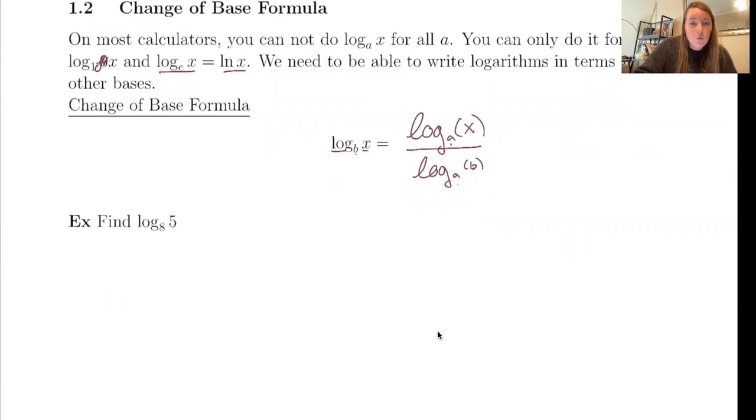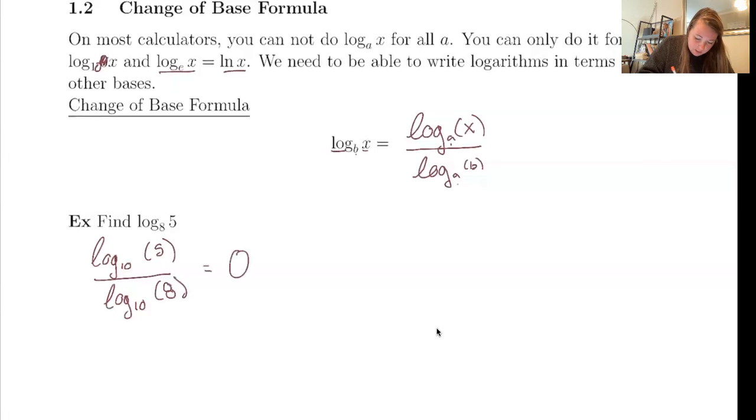Okay, so if we wanted to find log base 8 of 5, I'd do log base 10 of 5 over log base 10 of 8. And then I would go to my calculator and do that. And I would see that it's 0.77398. So go to your calculator now and see if you can get that number. And if you don't, try again. And if you don't again, come to office hours.